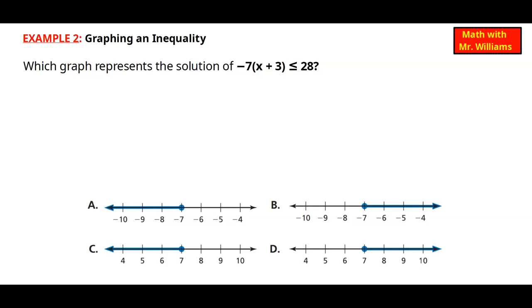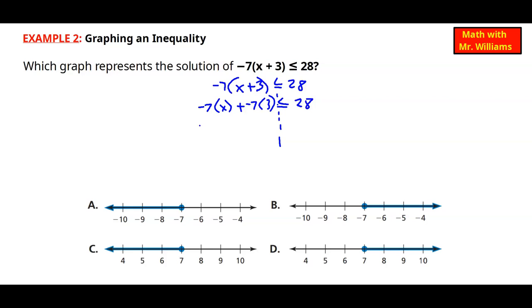Math with Mr. Williams, Example 2, Graphing an inequality. Which graph represents the solution of negative 7, parentheses, x plus 3, end parentheses, less than or equal to 28? So let's go ahead and write down our inequality. We have negative 7, parentheses, x plus 3, end parentheses. All right, let's go ahead and draw our line of inequality. Let's go ahead and use the distributive property to distribute that negative 7. So we have negative 7 times x plus negative 7 times 3 is less than or equal to 28.